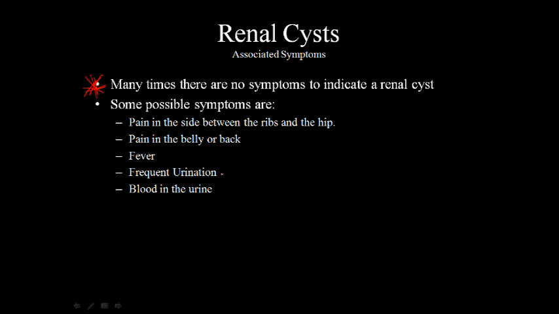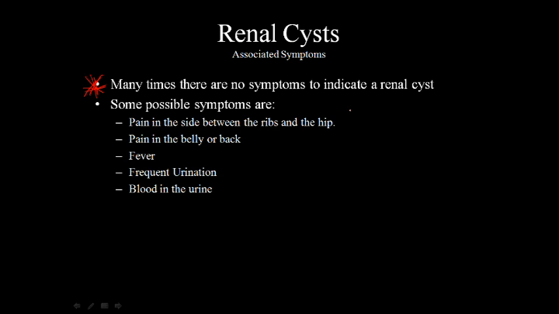So frequent urination, this might be an inflammatory process. Blood in the urine can be a renal stone. Fever could just be any type of inflammation. Pain in the back or belly almost makes you think of an aneurysm. And pain in the side between the hips and the rib, I really don't know where that could be. It could be appendicitis. It could be colitis, Crohn's disease. All of these things could actually mirror the symptoms of a renal cyst.